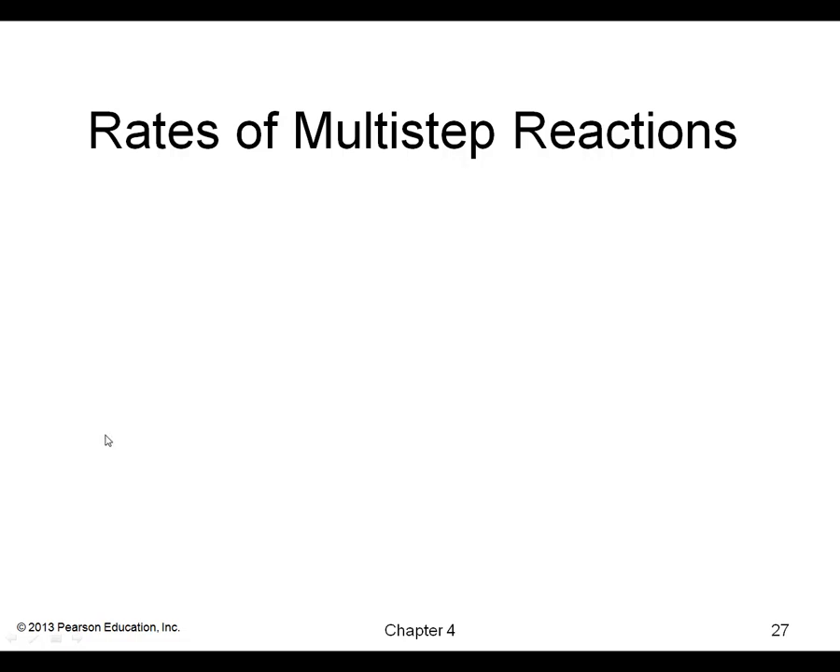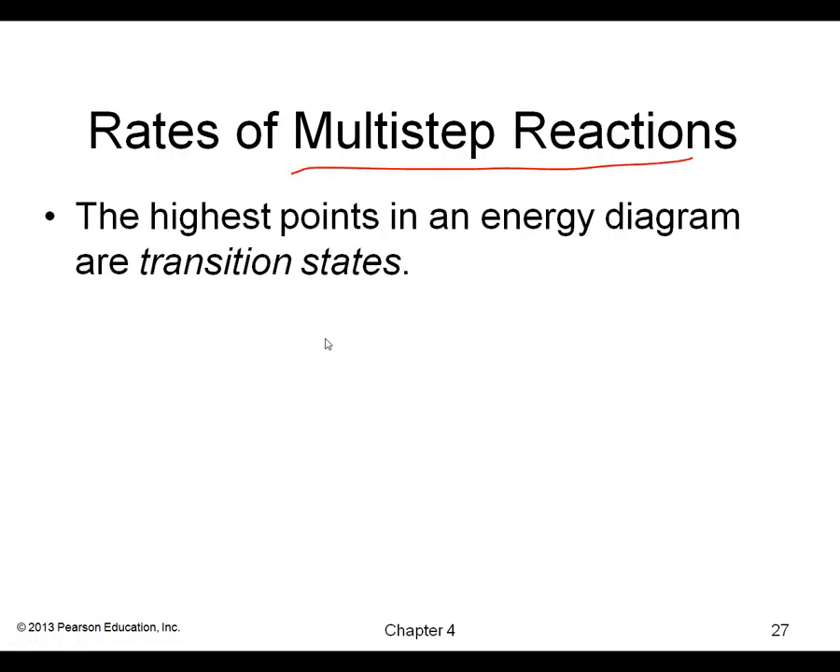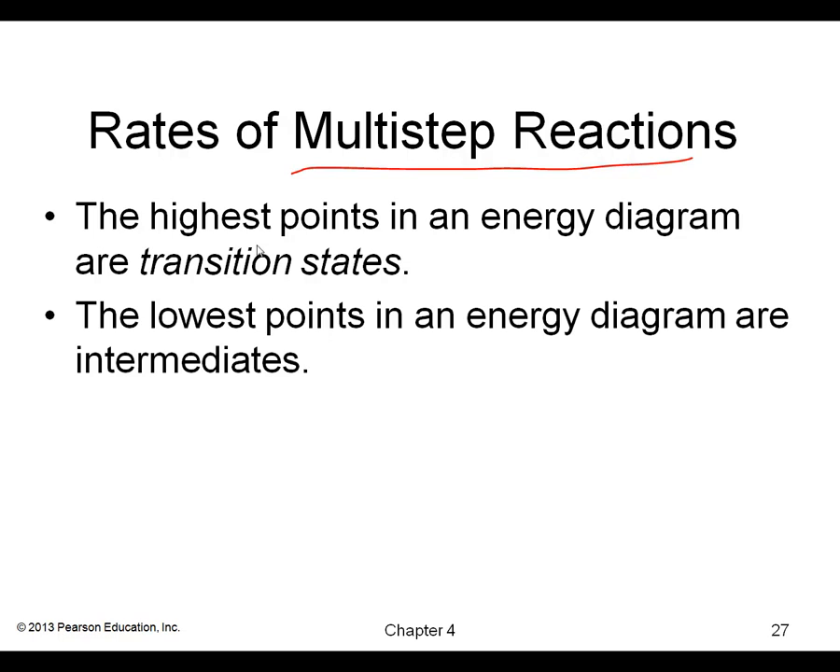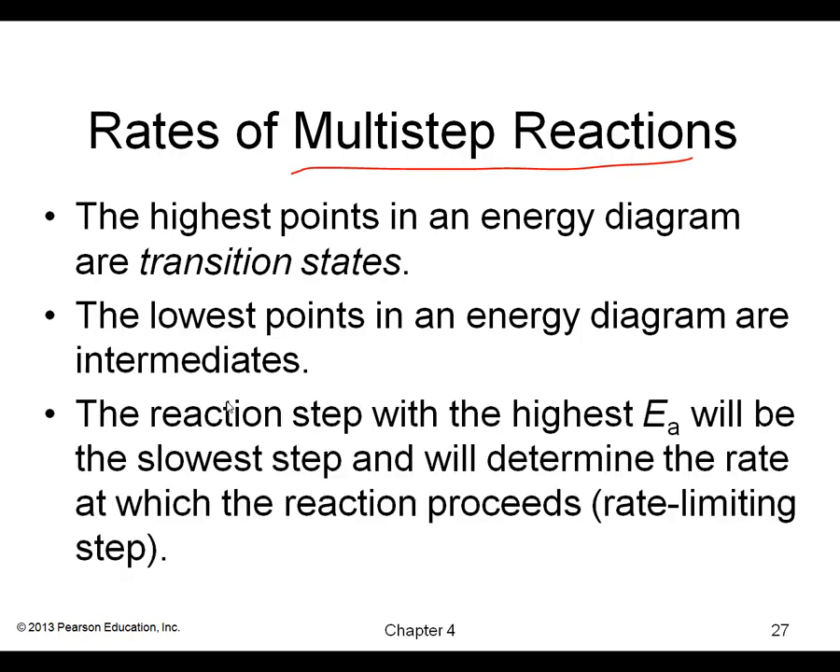Next, we can look at reaction diagrams for multi-step reactions. The highest points are transition states. The lowest points are intermediates. The reaction step with the highest activation energy is the slowest step, and so we always call that the rate limiting or the rate determining step.